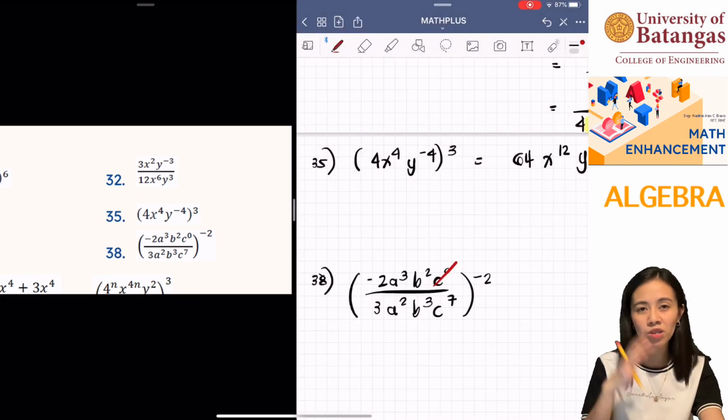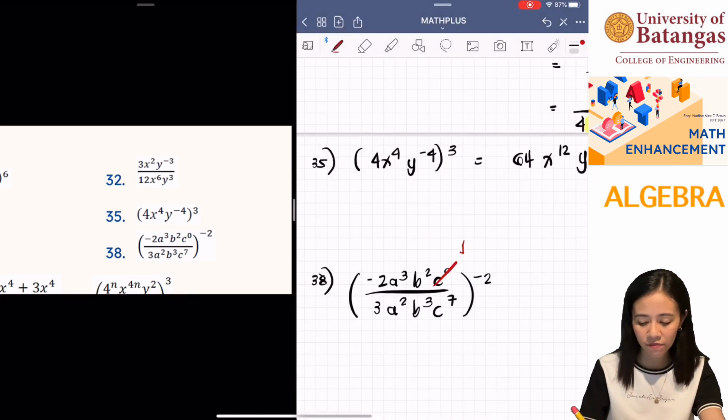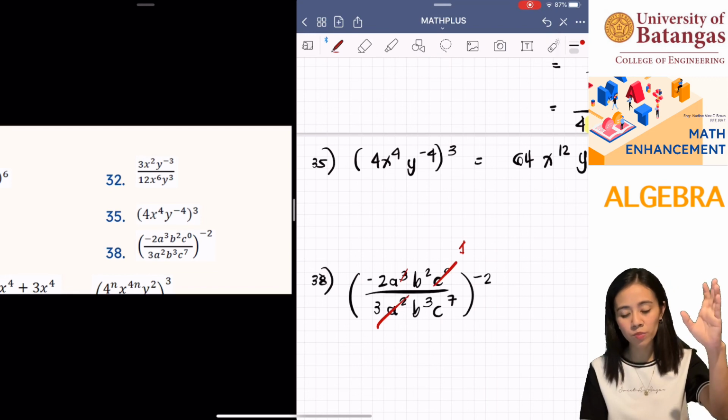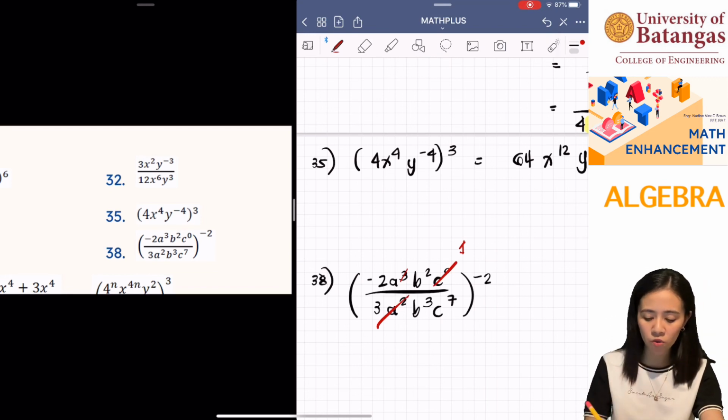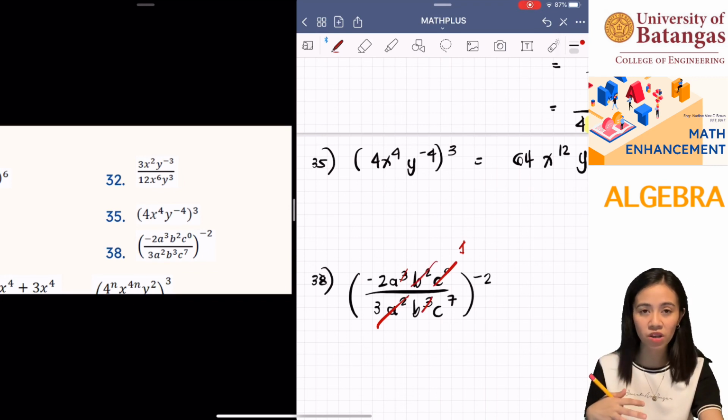raised to 0 na to. Hindi naman sa wala, pero magiging 1 na siya. 'Di ba? Tapos, pwede ko na i-cancel si a squared, magiging a na lang yon. A cubed, divide a squared will be a. And then you have b squared, divide b cubed. So, makancel si b squared, may matitirang b sa denominator. And then you have c raised to 7 sa denominator.